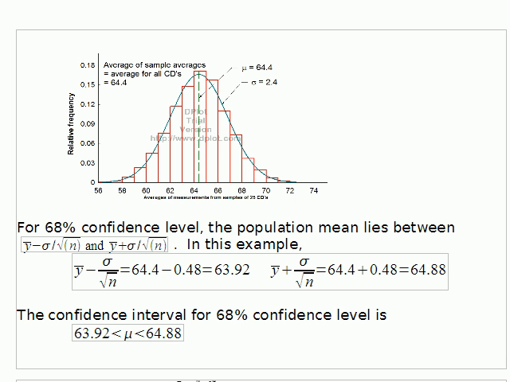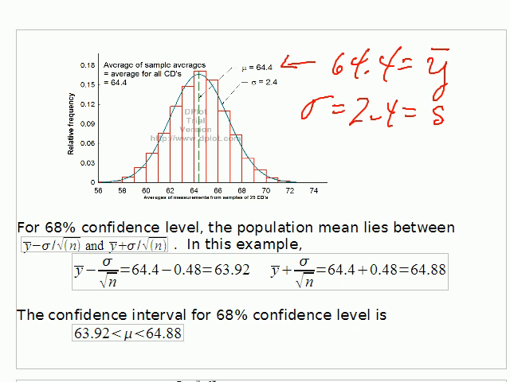So let's see how this would work. Here's that sample of CDs from the previous lecture. So the mean was 64.4, and here we're using mu, but that's good for the point estimate, but for the interval estimate we'll call that y bar, and the sigma of 2.4 is really the standard deviation of the sample. Okay, let's say that's one sample, forget the histogram part.